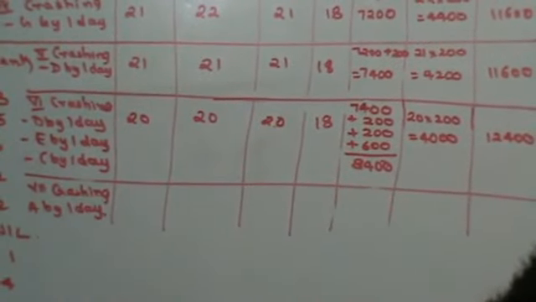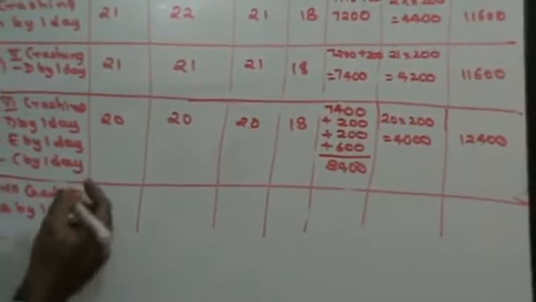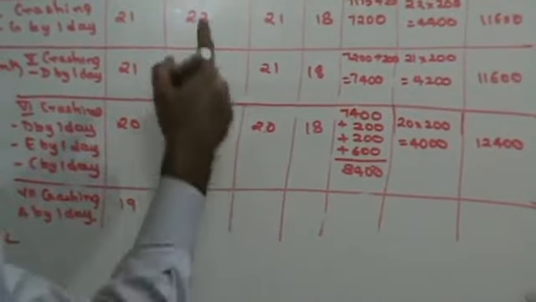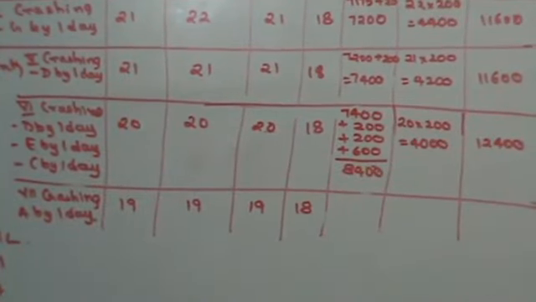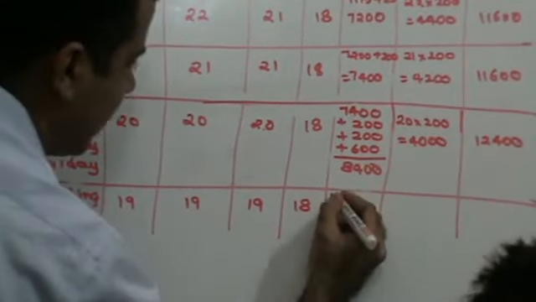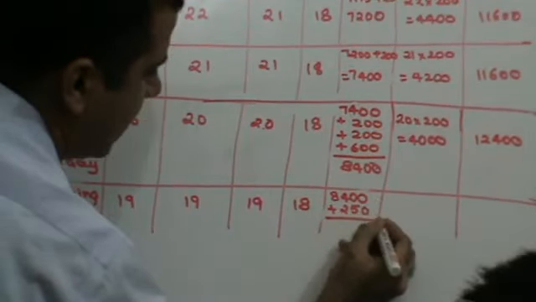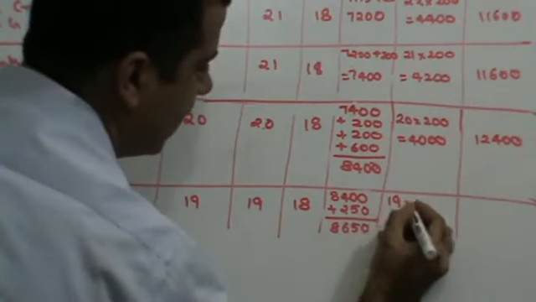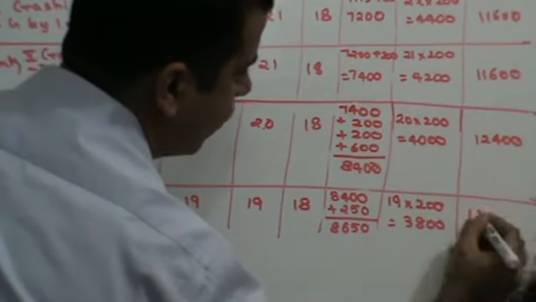So 7th crashing: A by 1 day. If I crash A by 1 day, in that case I will have 8 crashes. So this becomes 19, and this is 18. Right? In that case, this is 8,400 already my cost. Cost of crashing A is 250. So 8,650, 19 into 200, 3,800, 12,450.